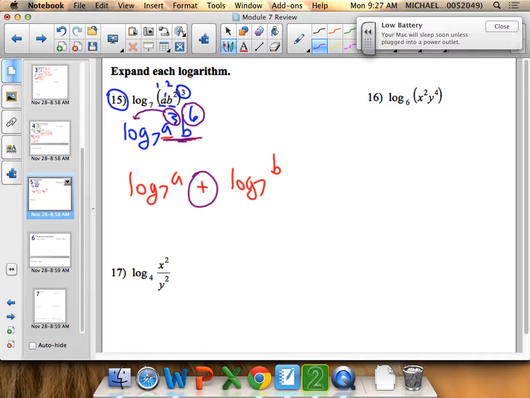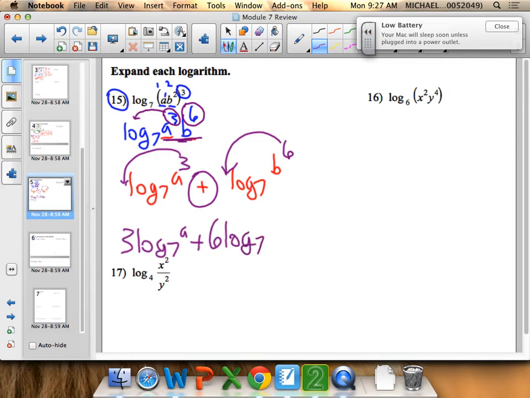So I'm going to rewrite it like this, A to the 3rd, B to the 6th. But to finalize this, the power rule states that they get moved to the front of the log when you're expanding. So my final answer is 3 log base 7 of A plus 6 log base 7 of B. And I'm done. It is very important that you memorize those log properties.